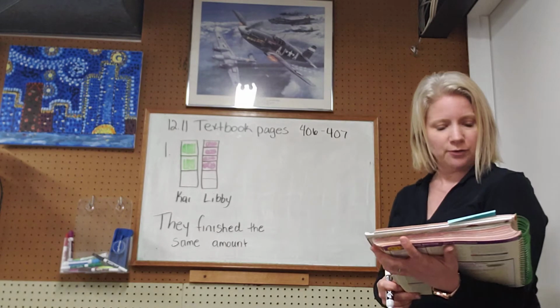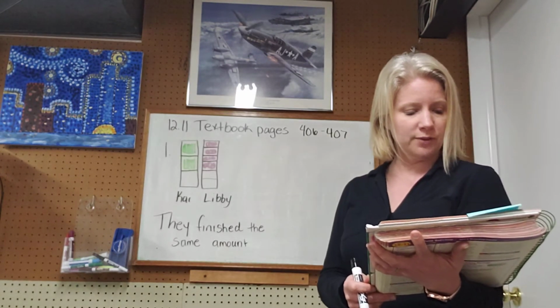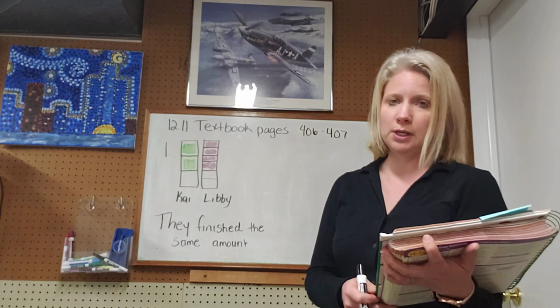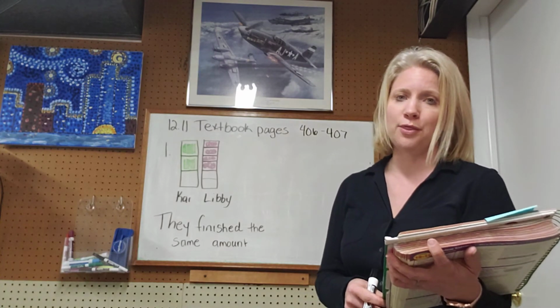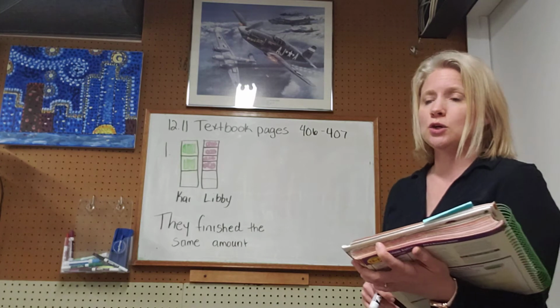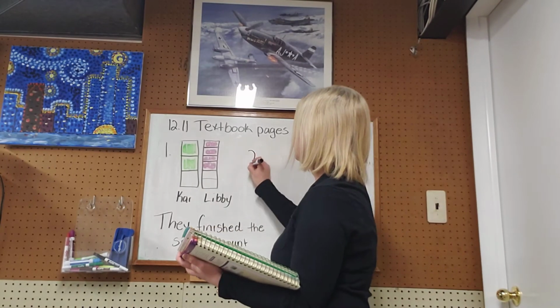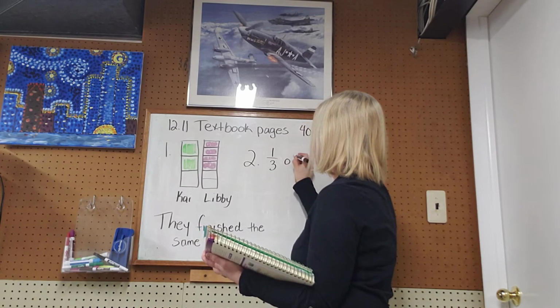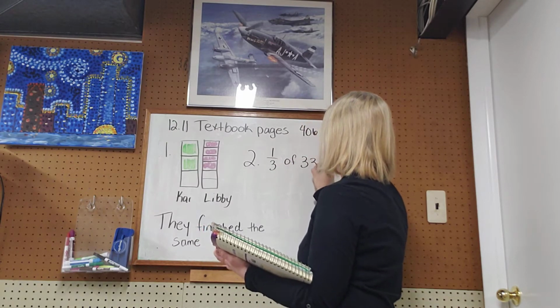33 children tried out for the soccer team. 1/3 of the children were selected. How many children were selected? So 33 children, and only 1/3 of them were selected. So for number 2, we want to say 1/3 of 33.